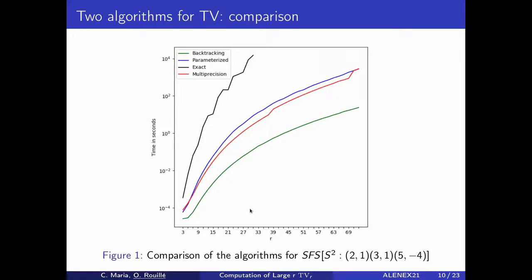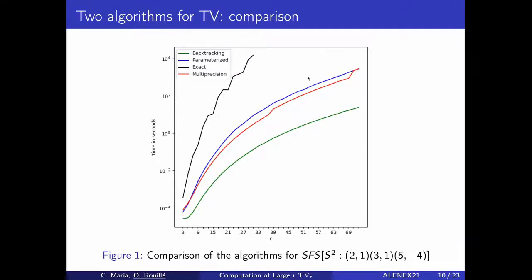As a short remark, here is, against r, the time needed to compute the Turaev-Viro invariant for some manifold. Green, red, and black are all the backtracking algorithm. Green is single precision arithmetic, but it's not precise, so we can't use this one. Red is multi-precision, and we can notice two jumps because we had to increase the precision. And black is just too expensive, it's symbolic computation.